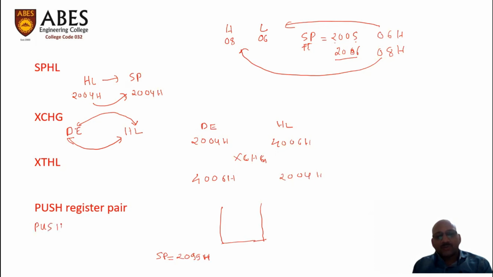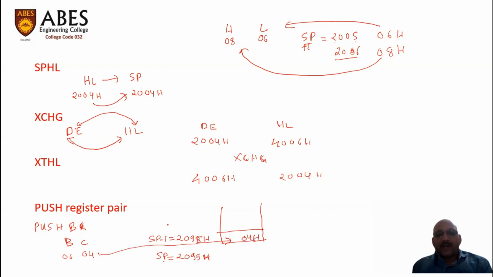If I write push B, what does push B mean? It will push the content of the BC register pair to the stack. How will it happen? First of all, the stack pointer will be decremented by 1, SP minus 1. The address will be 2098H, and the content of C register will be stored there. For example, the content of C is 04 and the content of B is 06H. So first of all, the content of C will be stored in this location. Okay.